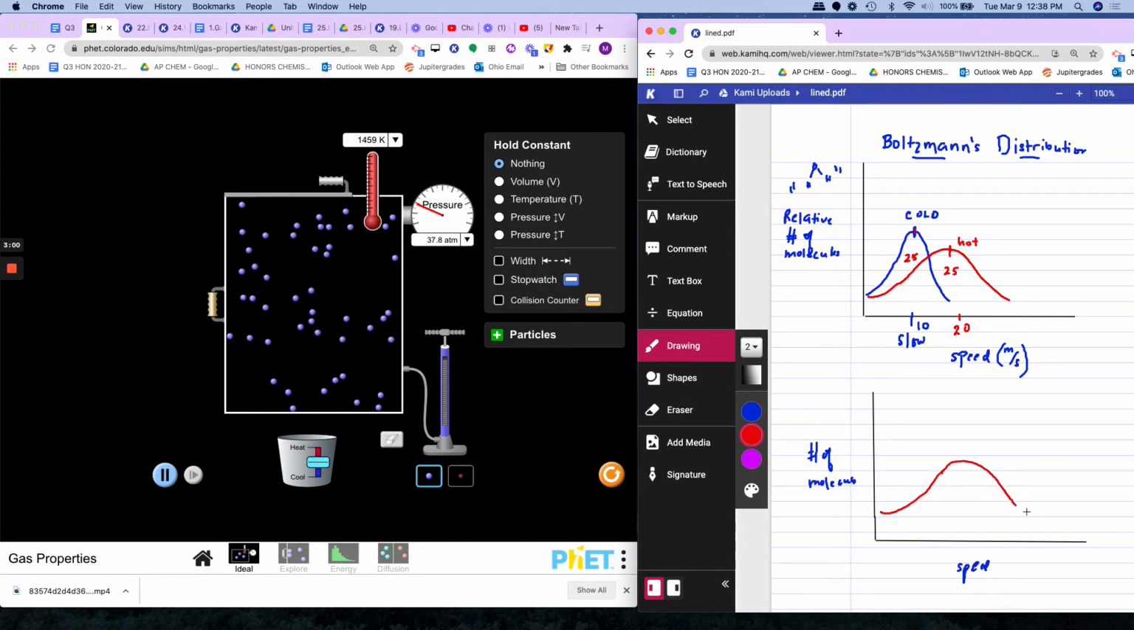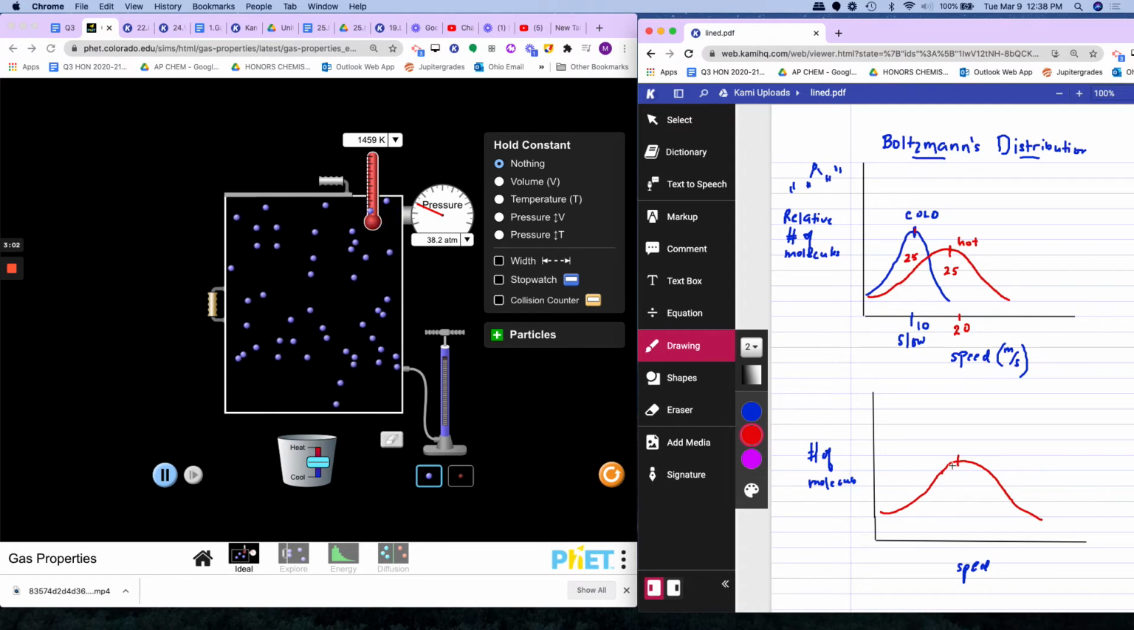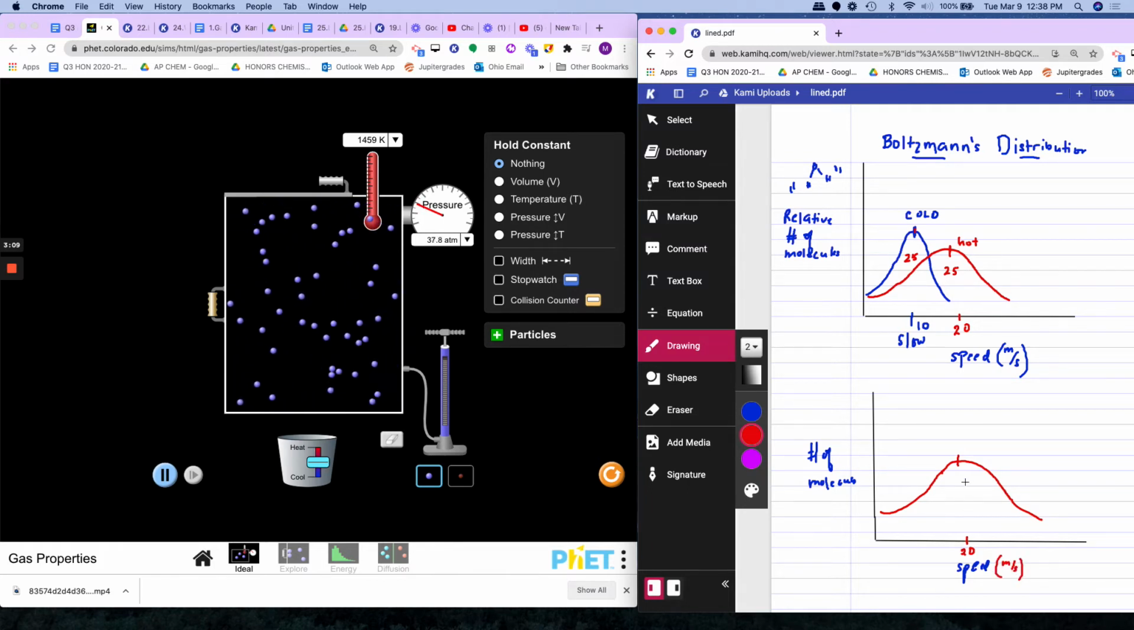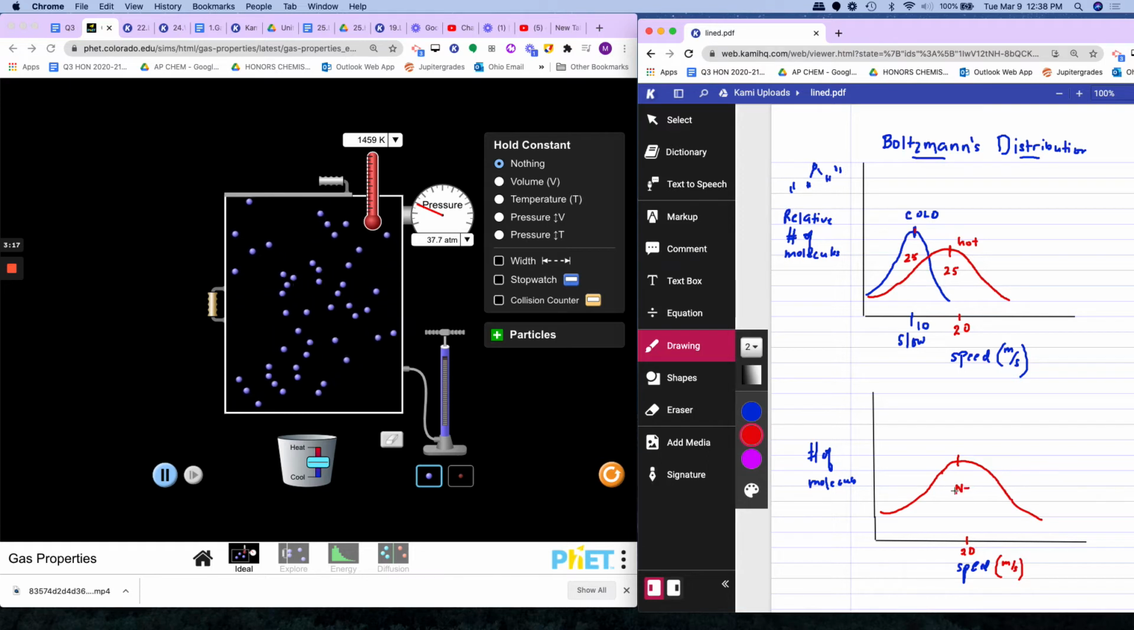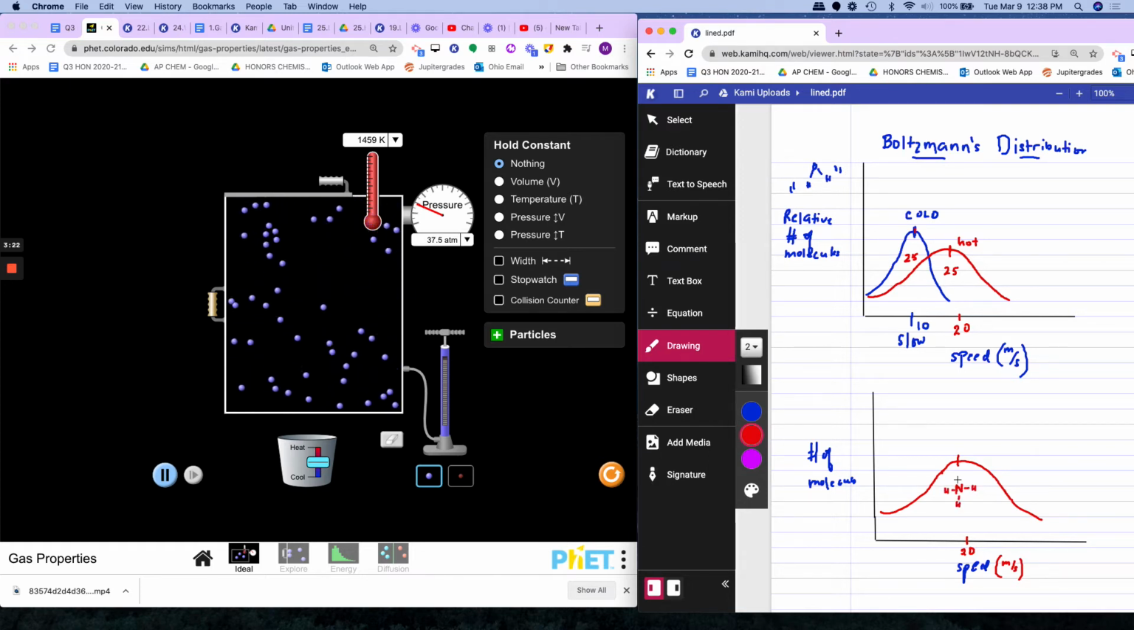Okay? And right now the average velocity is 20 meters per second. Okay? So this is hot. And these are the blue molecules. Let's say the blue molecules are ammonia. Okay, ammonia is a gas.